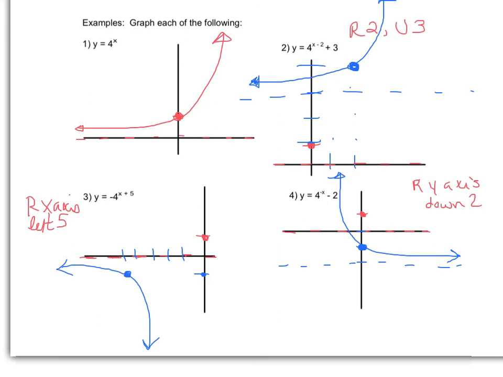So again, knowing my general shape and knowing both my intercept and my horizontal asymptote, and doing the same translations to that intercept and that asymptote is really going to help guide me when I draw in my new graph based on my same translation rules.